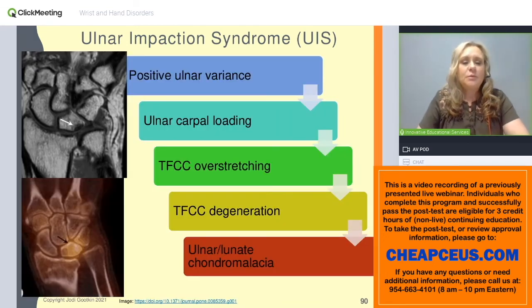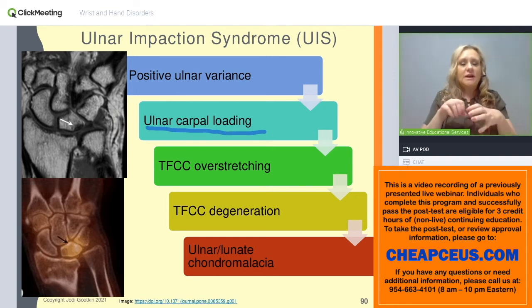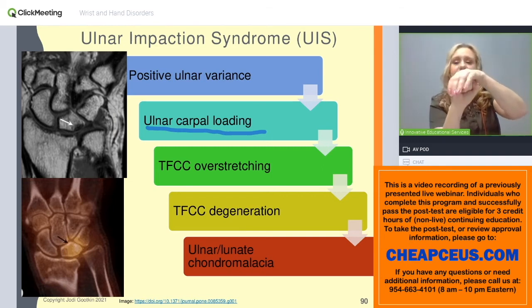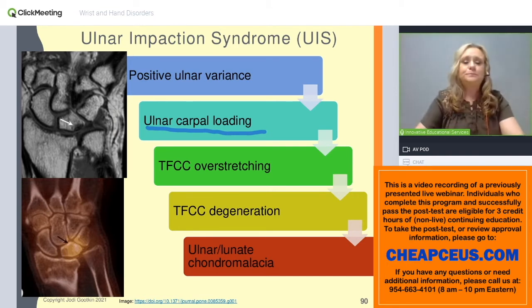What happens when we look down at the ulnar surfaces of the joint, when we have that positive variance where the ulna is longer than the radius? We have excessive loading on those ulnar carpals. So that triangular fibrocartilage disc that should really be sitting here like a hammock, well, now we have our ulna compressing into it, stretching it out. And remember, it's not very vascular. It's going to overstretch it.